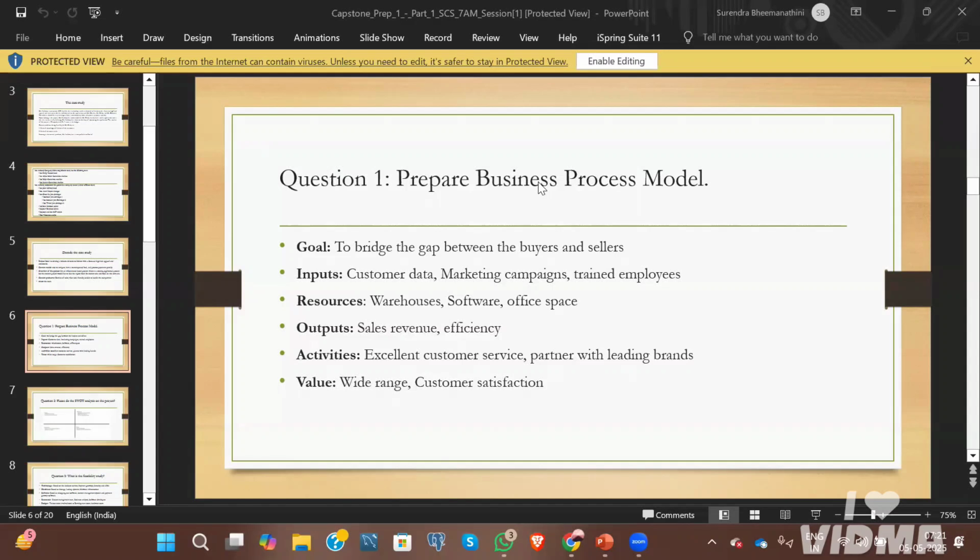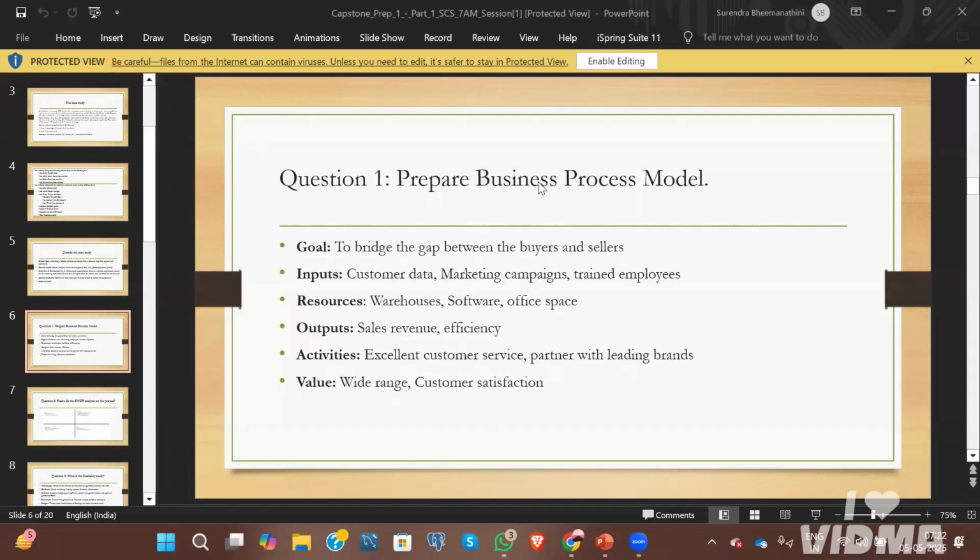Okay. So the goal will be to bridge the gap between buyers and sellers. Inputs will be customer data, marketing campaigns, and trained employees. So these are the inputs required for your project. And resources are warehouses, software, office space. So these are the resources that you will be using to develop this project. And outputs: sales revenue, efficiency. So these are the outputs that you are expecting once the project is completed.